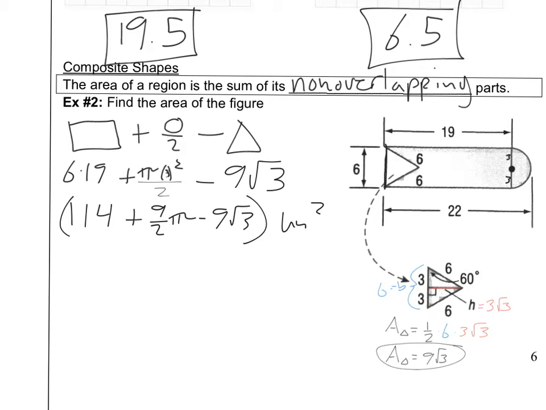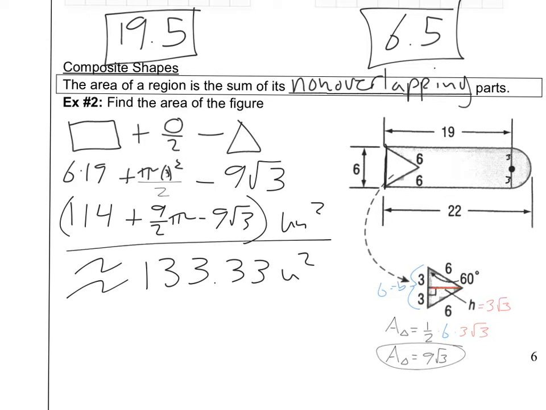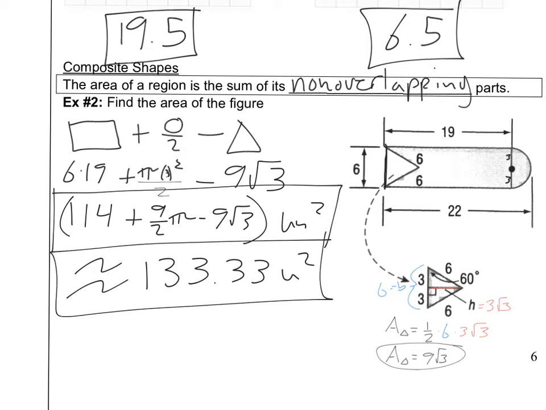Or I could go ahead and plug all this into my calculator and see what I get. When I do that, I'm going to get an approximate answer, and the approximate answer I get is 133.33 units squared. So either one of these are acceptable answers, just depends on how they ask for it. All right, let's go to the next page.